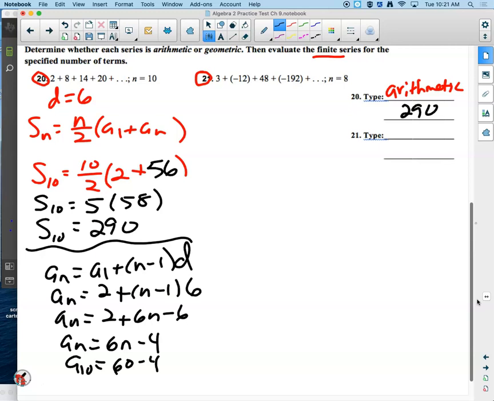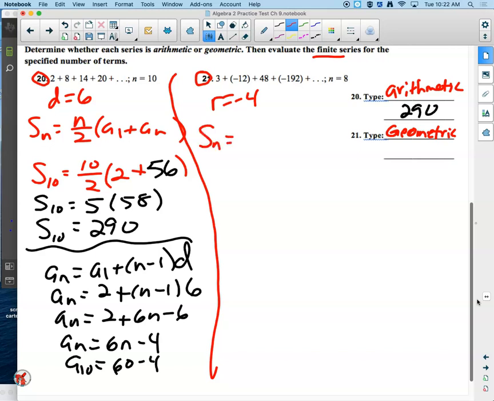Okay, so take a look at number 21. What do we got? It is geometric, multiplying by -4. I want a formula to guide me. Which one? Exactly, the one with the n. n means it stops. Let's let it guide us.